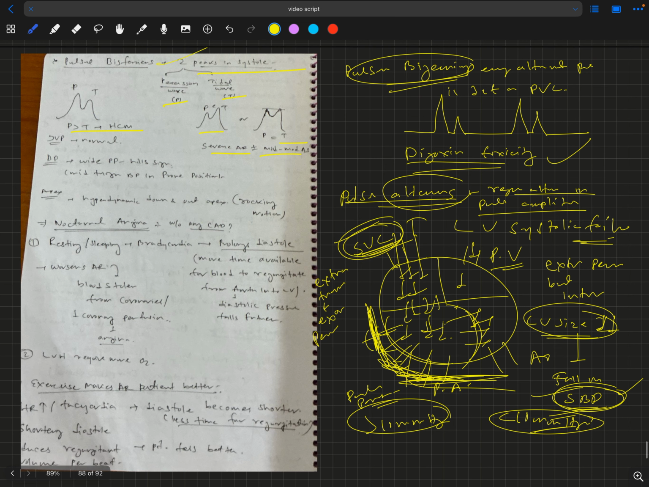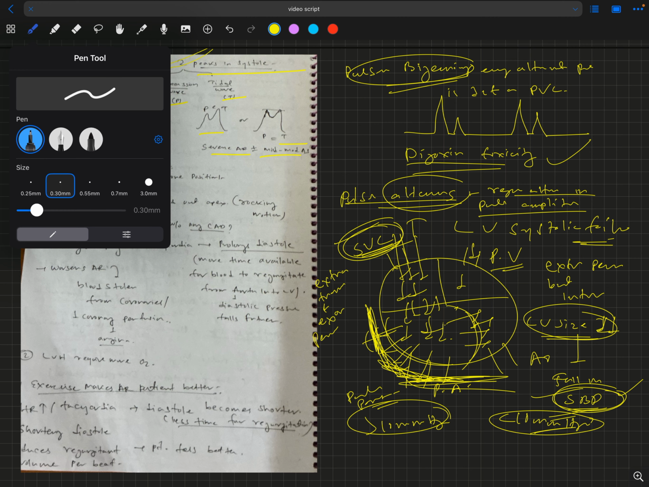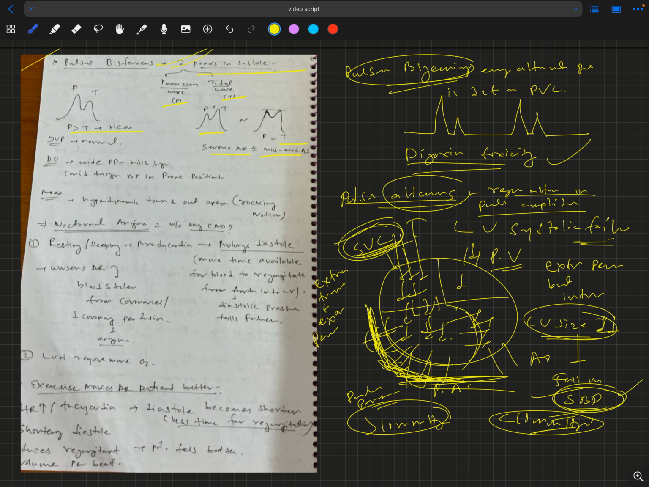So these are the type of abnormalities of pulsus bisferiens in case of AR: percussion wave and tidal wave, two peaks in the systole. In case of hypertrophic cardiomyopathy, pulsus bisferiens is also seen, but the percussion wave is greater than the tidal wave. But in case of AR, the percussion wave is less than or equal to the tidal wave. This is pulsus bisferiens and other types of pulses.